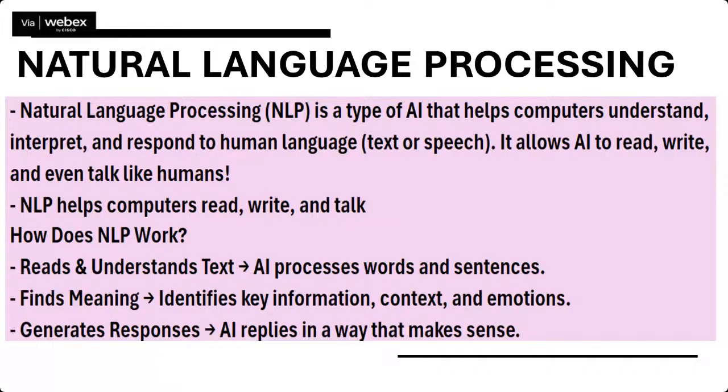Natural language processing. What is language? When I'm talking to you, it is a language. Language is nothing but text. NLP helps computers read, write, and talk. To work with that type of text, we have the technique called natural language processing. In NLP, machines can read and understand text. AI processes words and sentences, and identifies key information, context, and emotions.